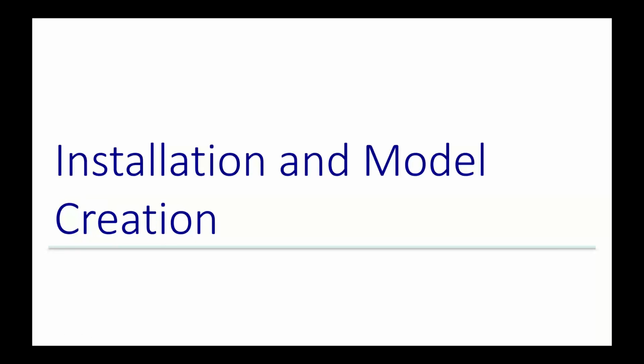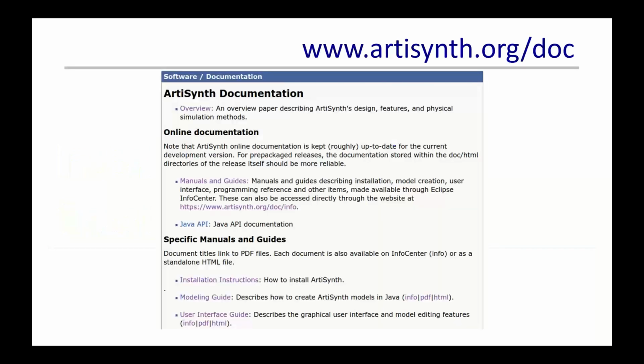All right, installation and model creation. So if you want to use ArtiSynth, the first place you should go is the doc folder on the website, and there you will see links to a number of different documents. The three most important ones are the user interface guide, which talks about the interactivity. That's the stuff that Benedikt and I were just showing off. There's a modeling guide that tells you how to actually create models. We'll get back to that in a minute.